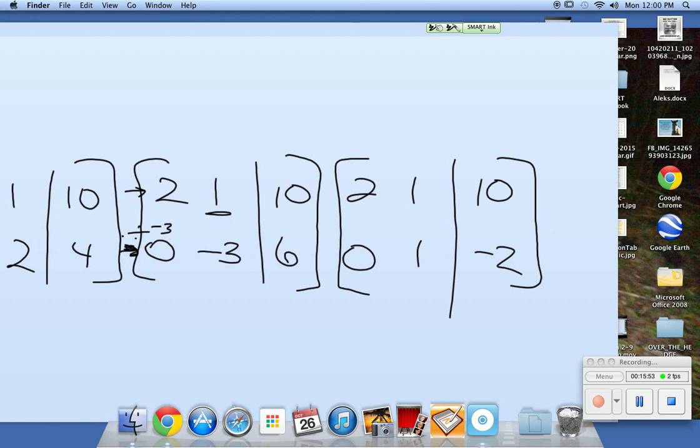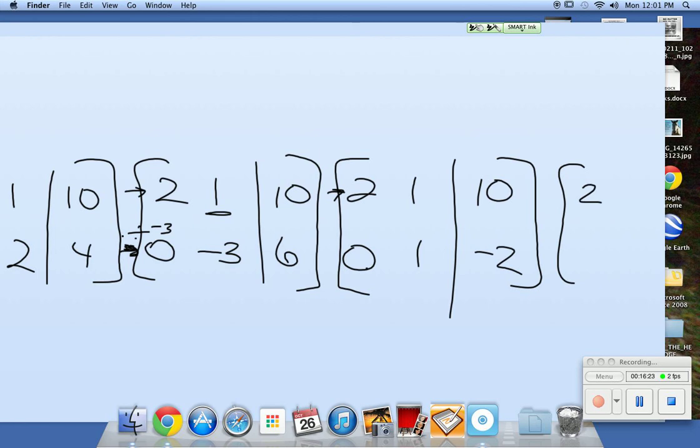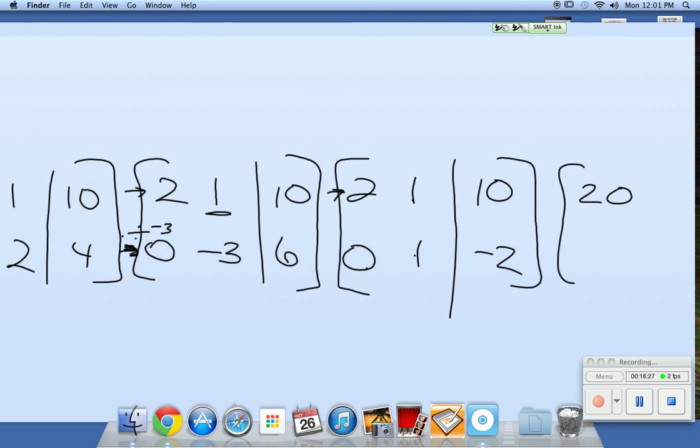Okay? Now I can subtract, can't I? Now if I go to the next one, I can subtract these two. But this time, I'm going to subtract this one from this one, Fletcher, but I'm going to put the results up here. That's where the results are going to go. Okay? So I would go 2 minus 0 is 2, right? 1 minus 1 is 0. And then I have 10 minus a -2, so that would be a +2, which would be 12. Okay? Right? Then I could put my 0, 1, -2.